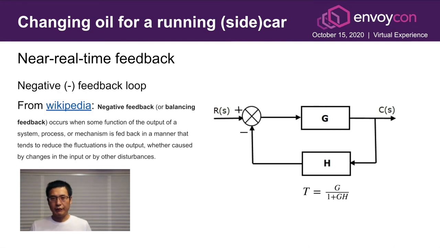So when you do a configuration rollout, how do you know there is a problem? We detect problems through a near real-time feedback loop. And this is the definition of a negative feedback loop from Wikipedia. I don't want to repeat it, but it's basically like you take the output of your amplifier, apply some algorithm, and convert part of the output and feed it into the input. Through that, you keep tuning your system to get your ideal output.